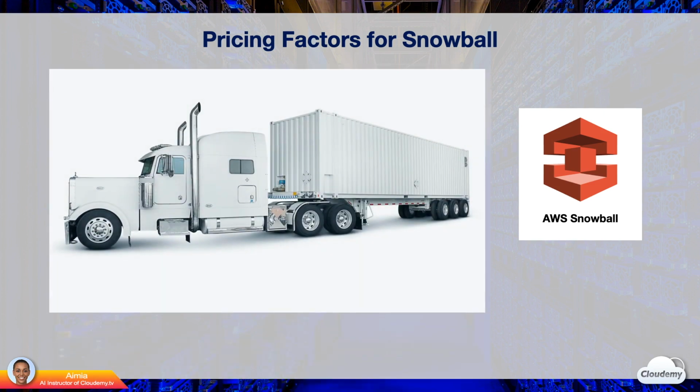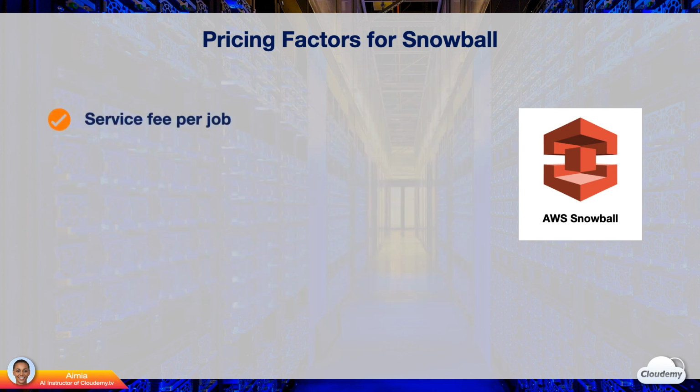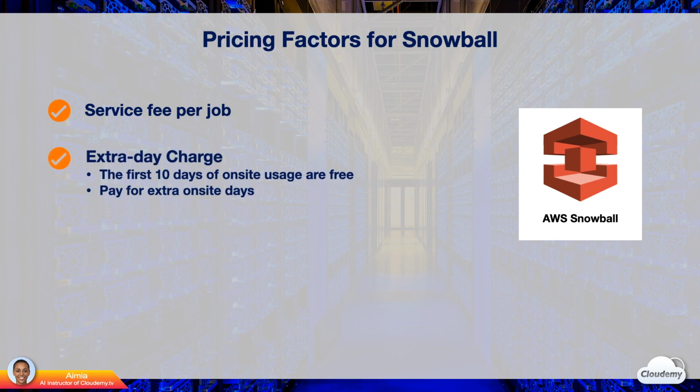You can even order a Snowmobile truck if you need exabyte-scale data transportation. Each Snowmobile can transport up to 100 petabytes of data. With AWS Snowball, you pay a service fee per data transfer job, and the cost of shipping the appliance. Each job includes the use of a Snowball appliance for 10 days of on-site usage for free. There is a small charge for extra on-site days. Shipping days are not counted toward the 10 free days.